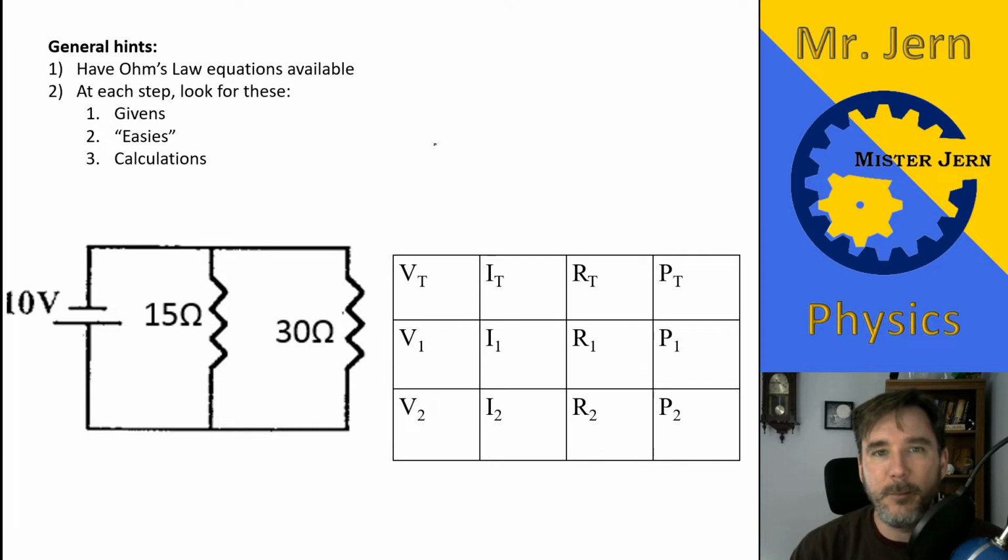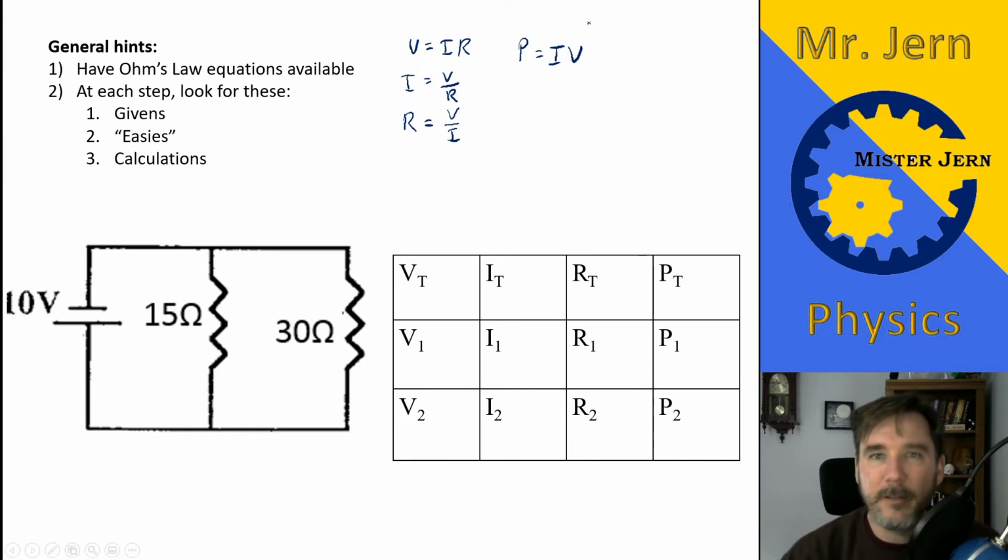So, number one, have the Ohm's law equations available. If I don't have them written on this, I'm just gonna write them on my thing right now. V equals I times R. I is equal to V over R, and R is equal to V over I. And then of course, power is equal to IV, current times voltage in our case. There are other ways to find power and they will work just as well, but that's the simplest one.